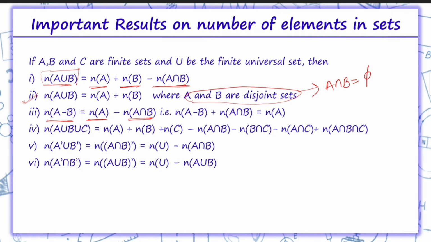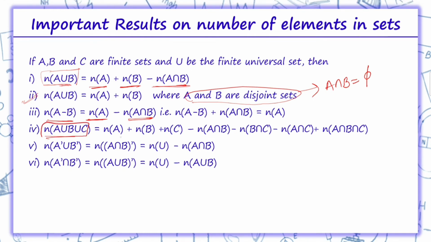The next important result is, if we are provided with 3 sets, let us suppose A, B, C, and we have to calculate A union B union C. The formula will be n(A) plus n(B) plus n(C) minus n(A intersection B) minus n(B intersection C) minus n(A intersection C) plus n(A intersection B intersection C).